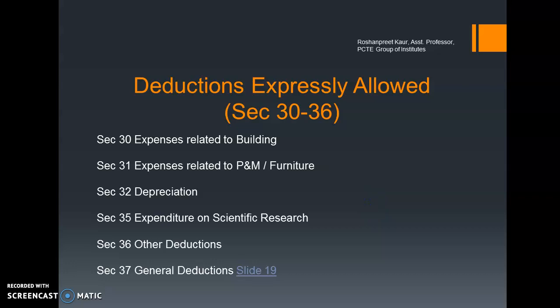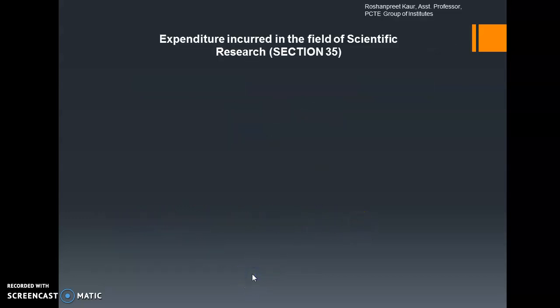Hello everyone. In previous lectures, we have discussed the deduction under sections 30 and 31. And we have also discussed, in the PGBP chapter, how income is calculated. So today I'm going to discuss Section 35, that is, expenditure on scientific research.